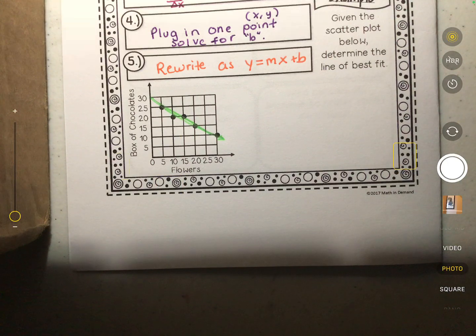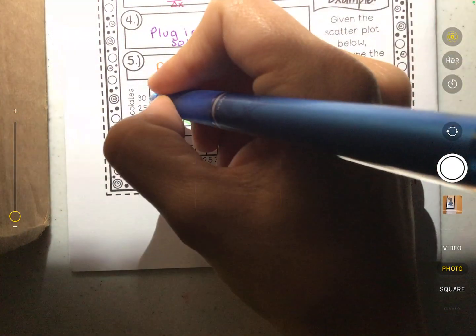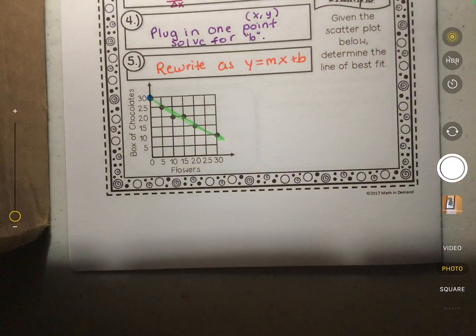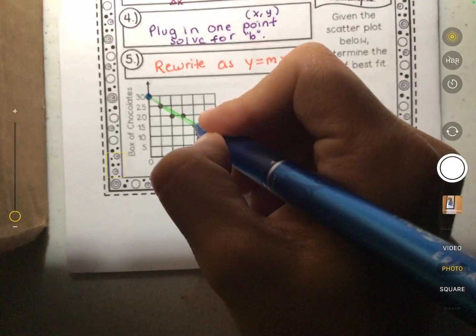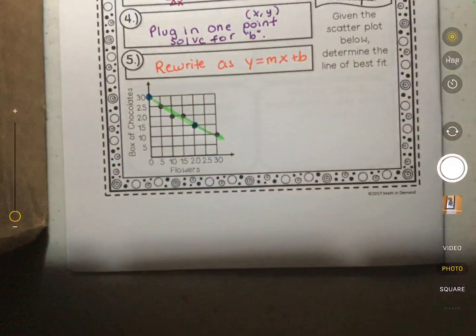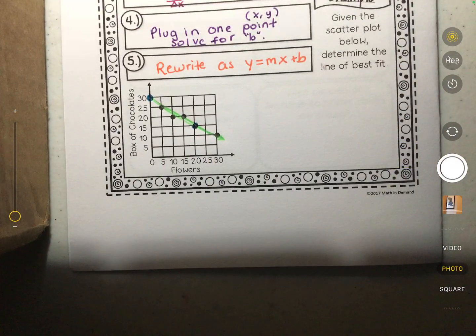All right, the next part is we're going to find 2 points on this line. Not dots that they have, but points on the green line. So, for example, here is a point, 0, 30. That's a point. Even though it's not a dot, it's a point on my line. I'm trying to find points on my line. And then this one is also a dot, but it happens to be a point on my line too. So I'm going to use both of those.